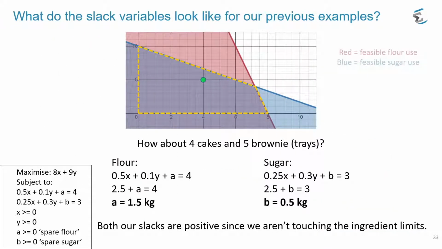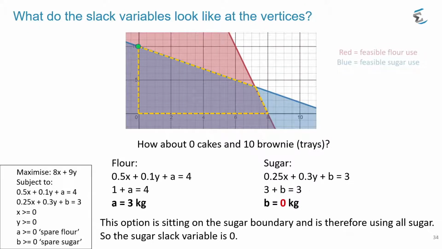So if we look at the slack variables for our previous examples, if I'm sitting right in the middle, I have spare sugar and I have spare flour. In that particular case, my A is 1.5 kilos spare, my B is 0.5 kilos spare. So those variables are non-zero when I'm in the middle. We're not touching any of the edges, we haven't run out of any ingredients, so those variables aren't zero.